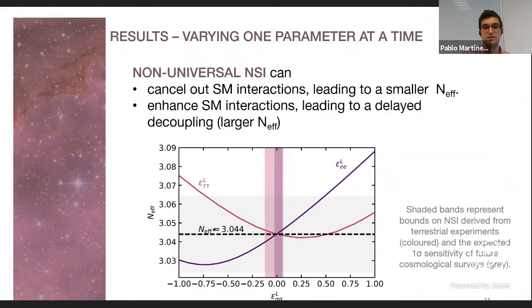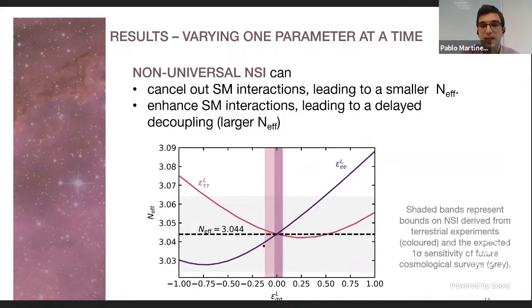Conversely, these NSI parameters can also enhance the interactions that one already has. That means that electrons and neutrinos are more tightly coupled. They will decouple later, and that leads to a larger value of N_eff. So in this plot here, you can see how N_eff changes for two different parameters, epsilon tau tau and epsilon EE, the left-handed coefficient.